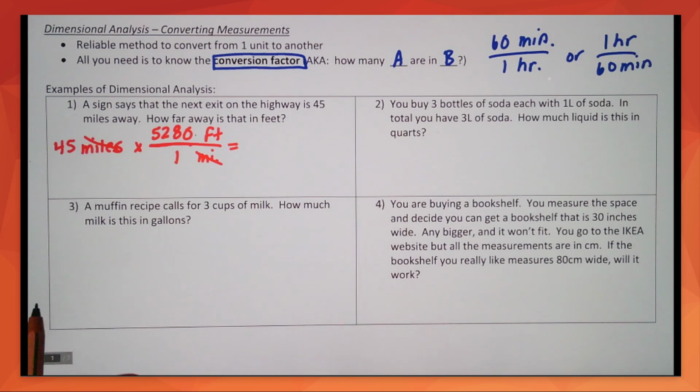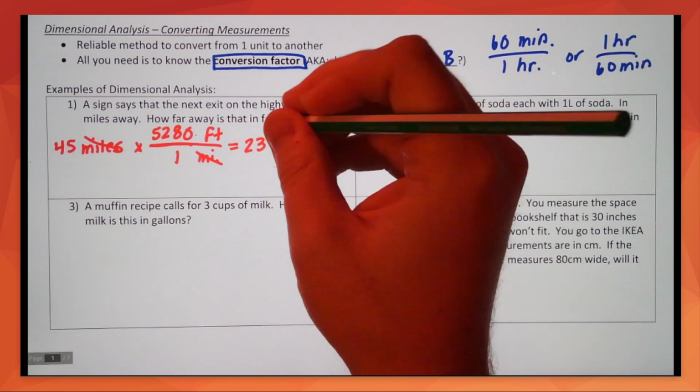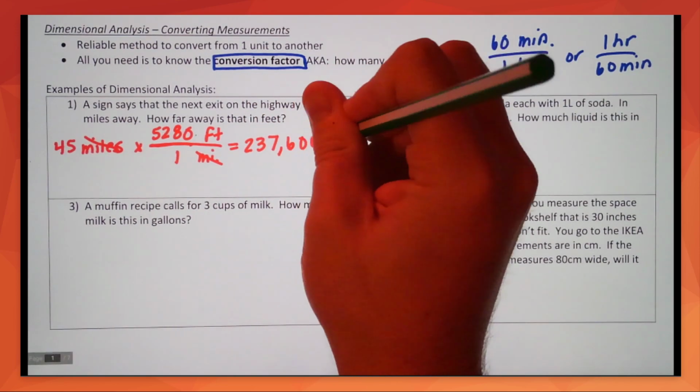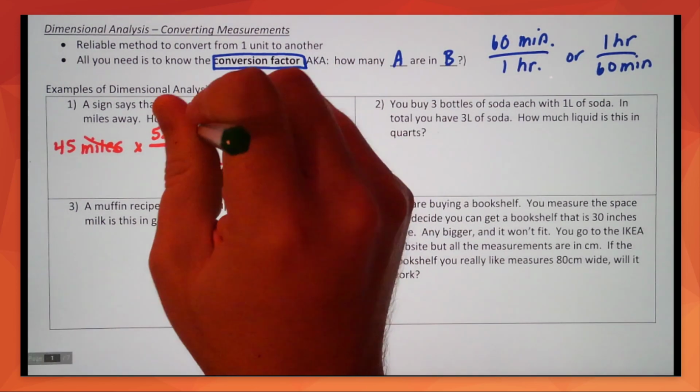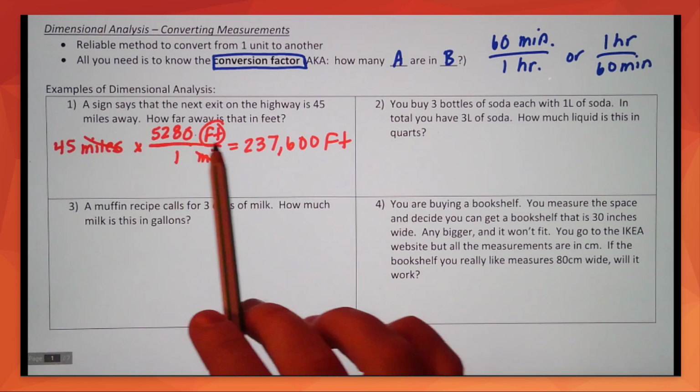But 45 times 5,280 is some value that I can't do in my head, so let me just calculate that real quick. It's 237,600, and the unit you have left over would be feet because the miles cancel out. So that is what you are trying to do here. That is the goal. The thing you want to get rid of needs to be on the bottom of that conversion factor, and the thing you're trying to change it into is what's going to be left on the top.